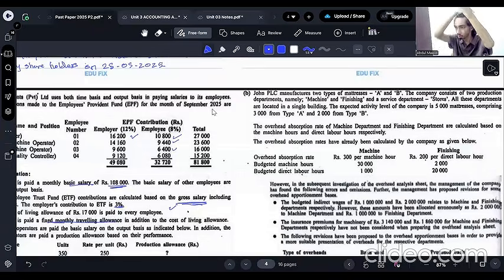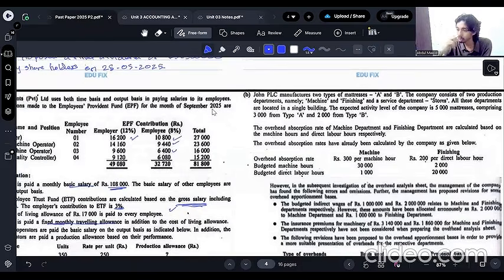Then moving on to the overhead analysis sheet question. John PLC manufactures two types of mattresses, A and B. The company consists of two production departments, namely machine and finishing, and a service department named stores. All these departments are located in a single building. The expected activity level of the company is 5,000 mattresses, comprising 3,000 type A mattresses and 2,000 type B mattresses.